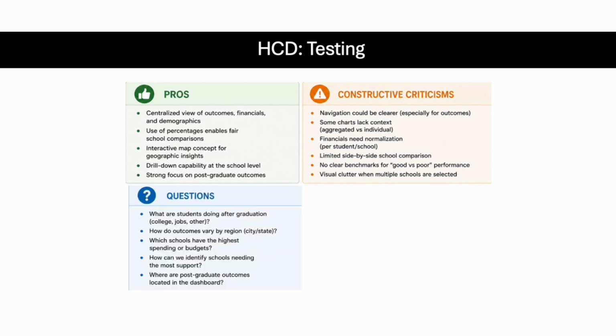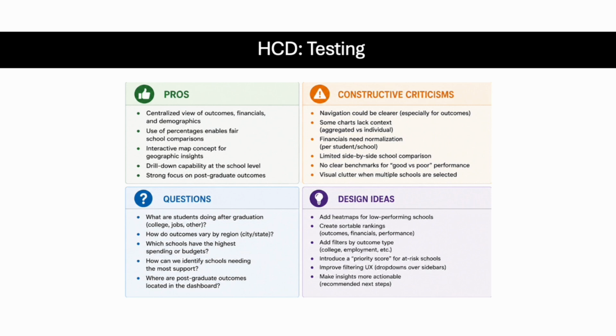Next, some of the questions my other colleagues or teammates wanted to address was what are students doing after graduation? So their jobs, colleges, and how do these outcomes vary by their region? So for instance, maybe Midwest or East Coast. And they were also interested in what schools have the highest spending or budgets. And then it's really just identifying what schools need the most support and where are postgraduate outcomes located in the dashboard. So most of these questions involve visibility of postgraduate outcomes and the regions that they follow.